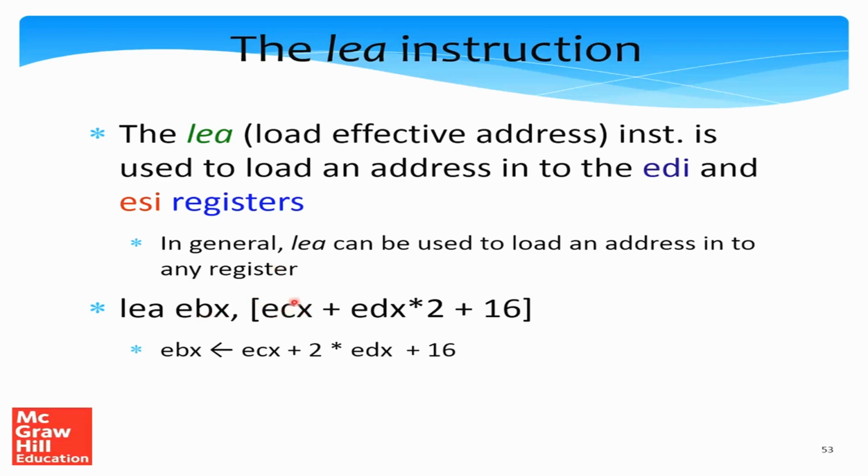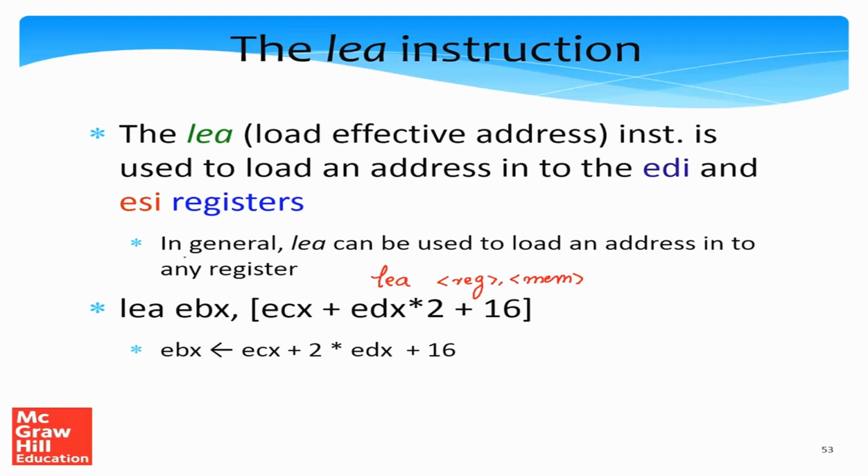So the standard format of LEA is register, memory. It takes two operands. It's a two address format instruction. It takes a register and a memory operand. For example, in this case, we have a displacement, we have a scaled index, and we have a base register. So how does this differ from the move instruction?